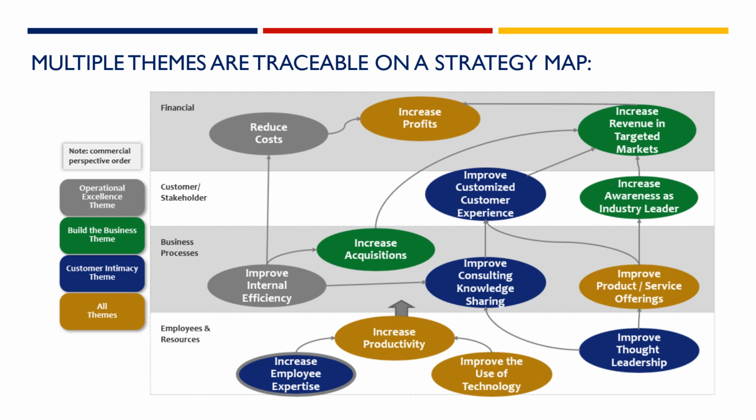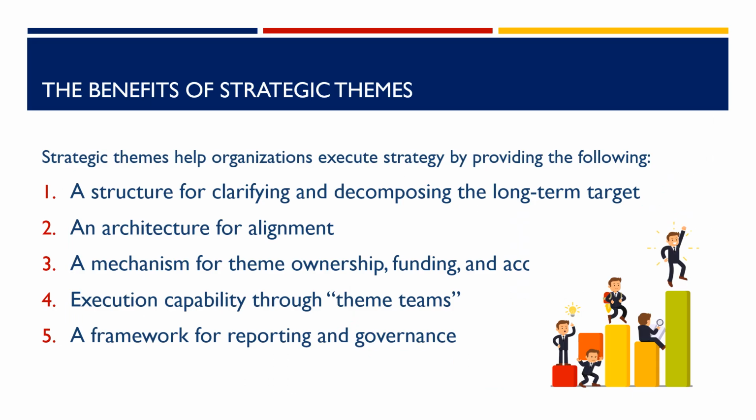contribute towards increased profitability. Strategic themes help organizations execute strategy by providing the following: a structure for clarifying and decomposing the long-term vision and mission, an architecture for alignment, a mechanism for theme ownership, funding, and accountability, execution capability through theme teams, and a framework for reporting and governance.